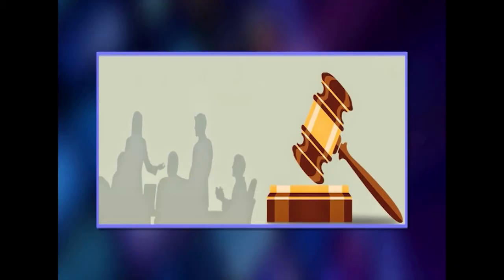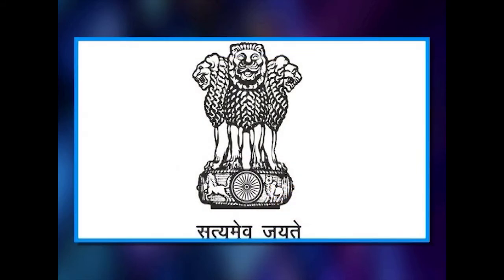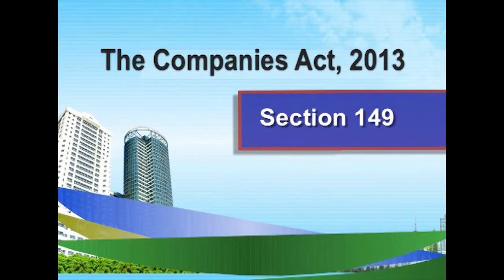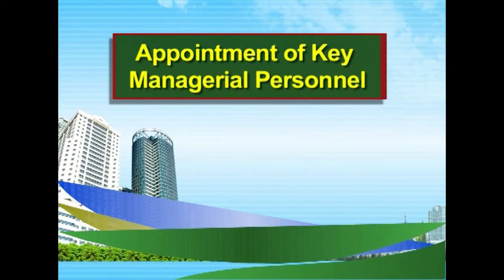The appointment has to be approved by the company in general meeting. The central government may prescribe the manner and procedure of selection of independent directors who fulfill the qualification and requirements stated in the Section 149. Appointment of key managerial personnel.